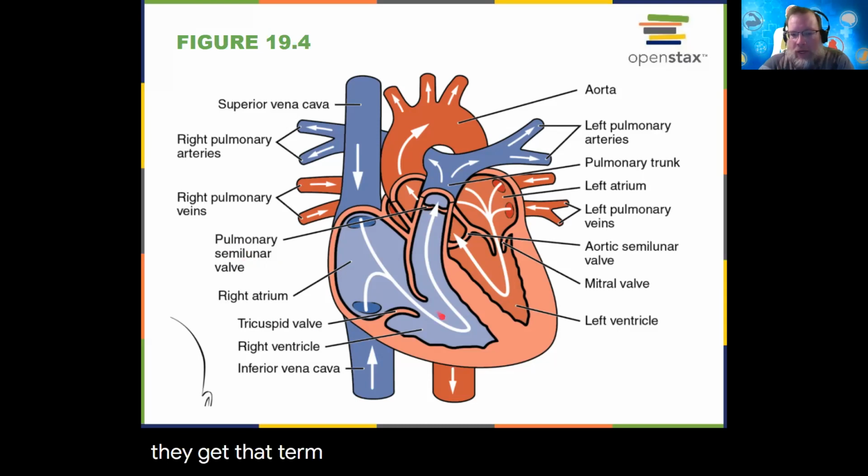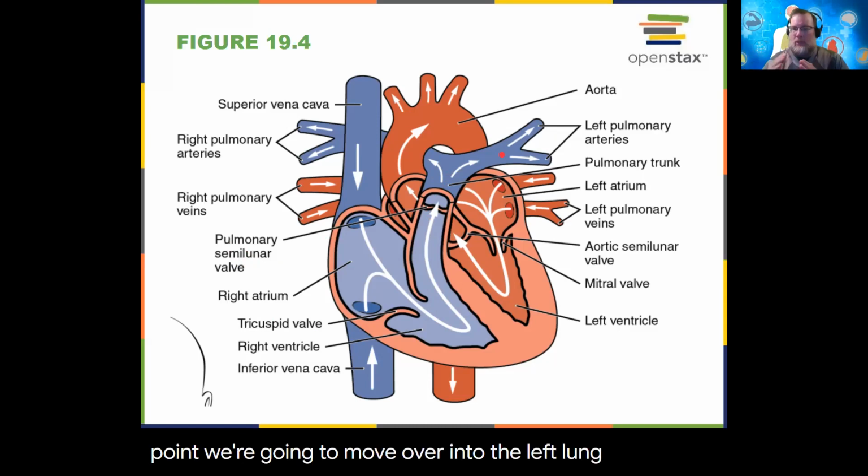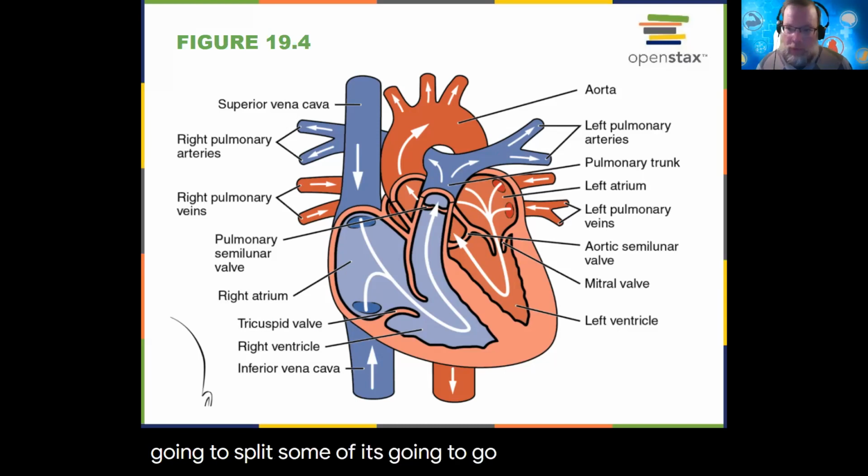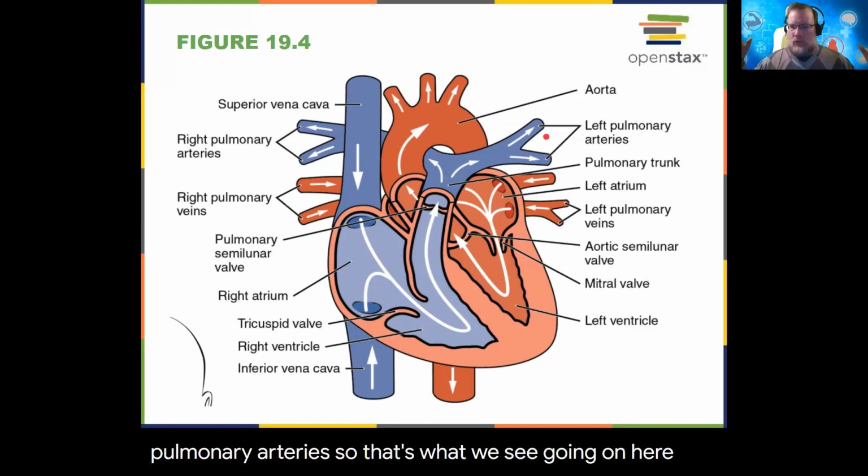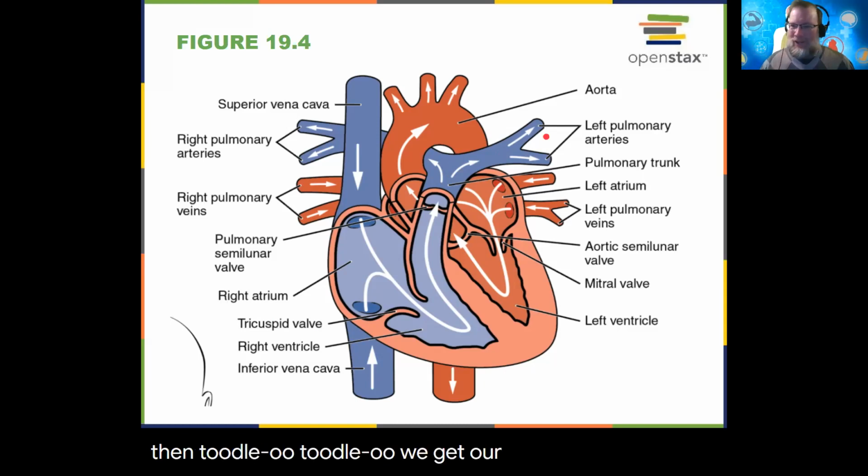But anyway, right ventricle pumps and contracts, and the blood's going to pass through the pulmonary valve, enter into the pulmonary trunk, and at that point we're going to move over into the left lung or the right lung. So the blood's going to leave the heart and it's going to split. Some of it's going to go into the right pulmonary arteries, some of it's going to go into the left pulmonary arteries. So that's what we see going on here. Then we get our capillaries and our pulmonary capillary network exchanging the oxygen and carbon dioxide.